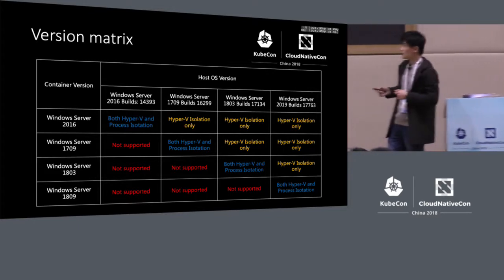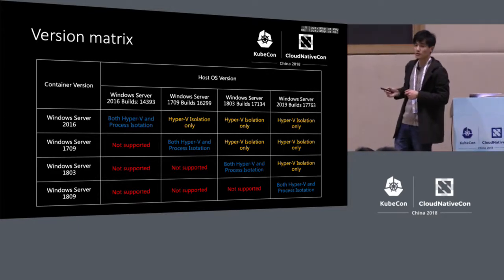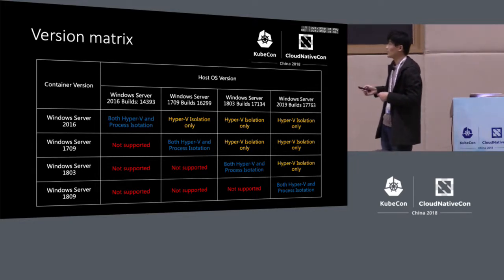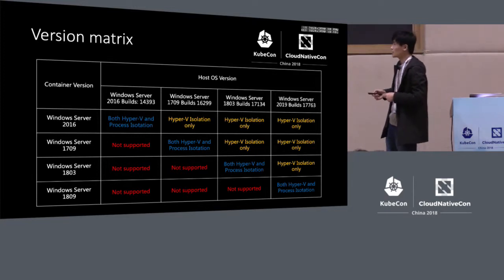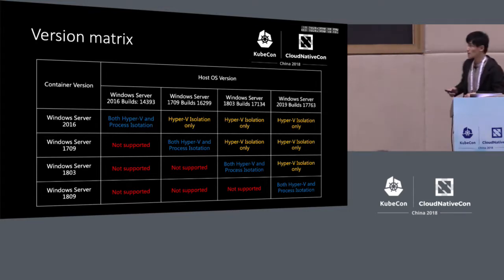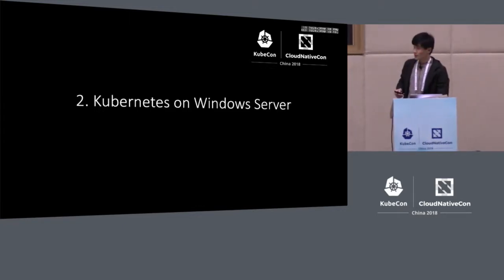For the Windows container, when they run, they must match with the Windows Server version. If they match, we use the process isolation model. If the Windows Server's version is higher, you can only use Hyper-V to run this container. So we must do it in this way. When you run the container, you must pay attention to the version matching problems.